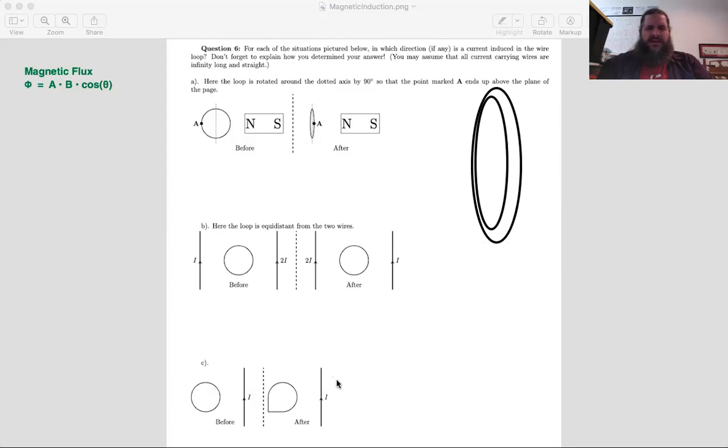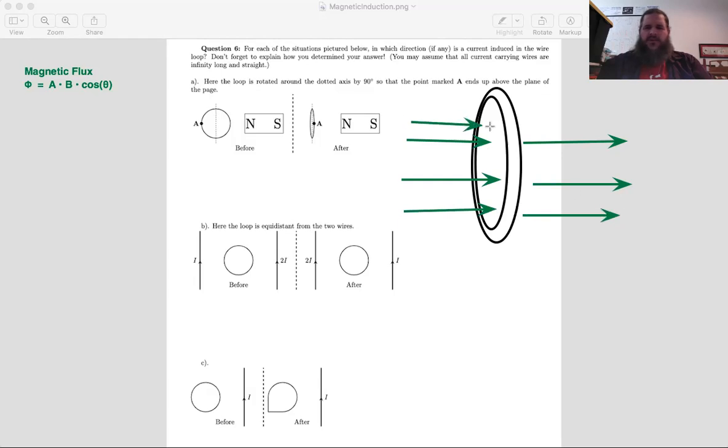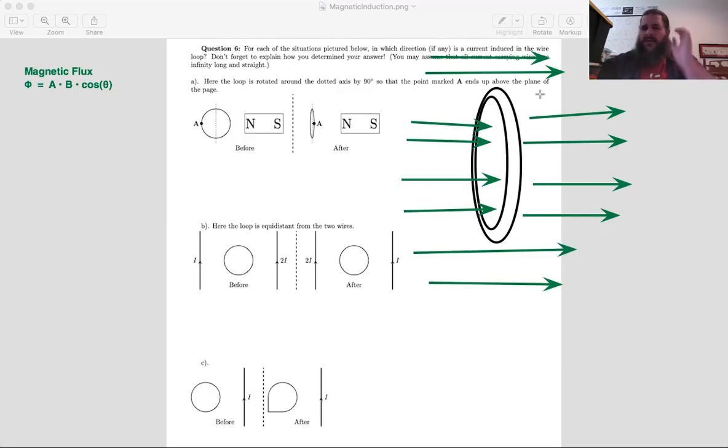And let's say we have magnetic field that is pointing to the right. Maybe this magnetic field is caused by a large bar magnet, or maybe it's caused by a current flowing in another wire somewhere else. But let's say we just got magnetic field pointing to the right everywhere. In that case, would you say that the magnetic field lines are passing through the interior of the loop? Yes. So we would say this situation includes a large magnetic flux.